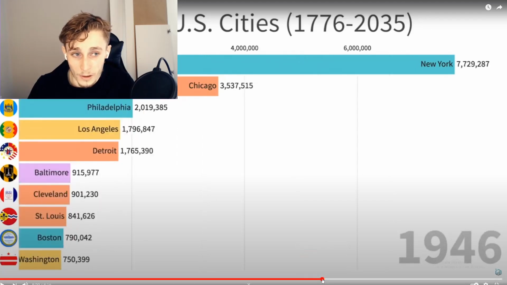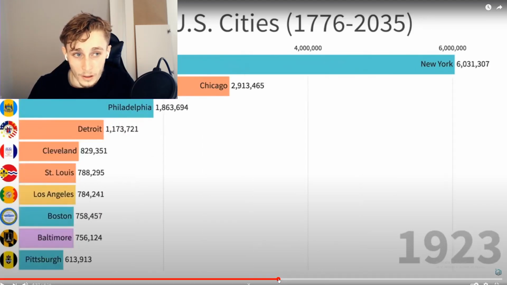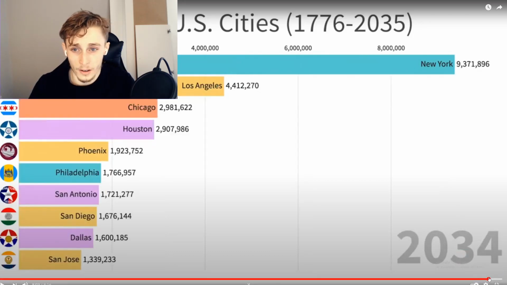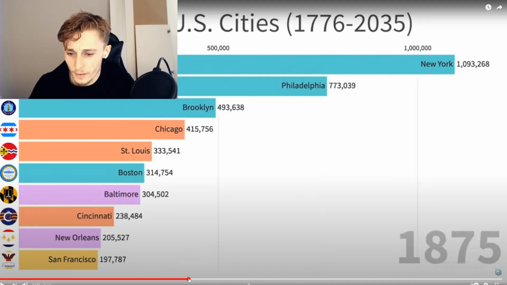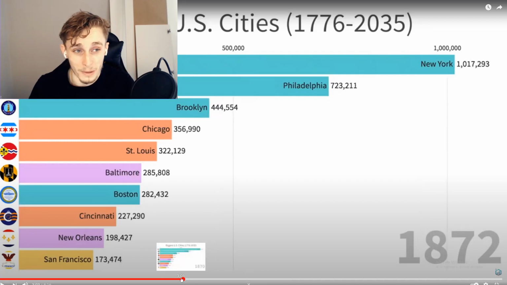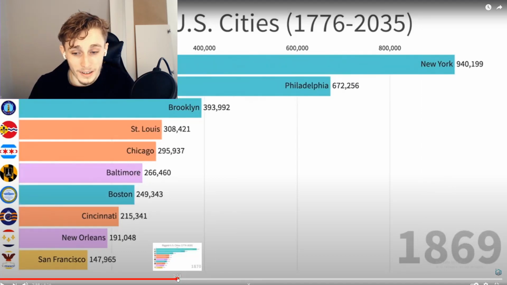I want to go back to the point where there's none over a million. New York's just been big as hell for time. So Chicago's 2.913 in 1923. And it's predicted to be... It's actually smaller currently. That's nuts. New York have been at a million since day one, man. God damn, this is insane.